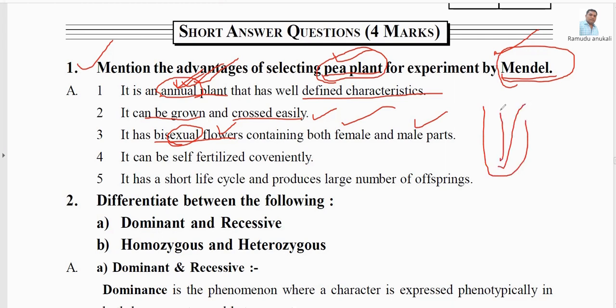Because androecium and gynoecium are in the same flower, it is easily self-pollinated, so self-fertilization occurs. Self-fertilization means gametes are transferred within the flower from androecium to gynoecium in the same flower. So we can easily self-fertilize it, and it also has a very short life cycle and produces a large number of offspring.